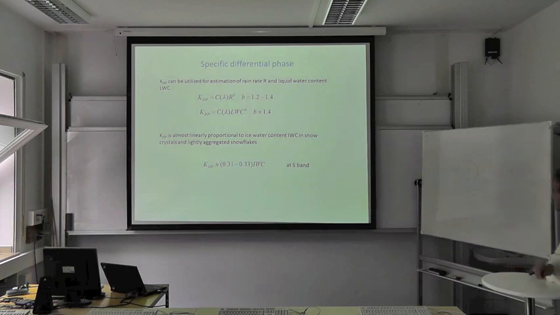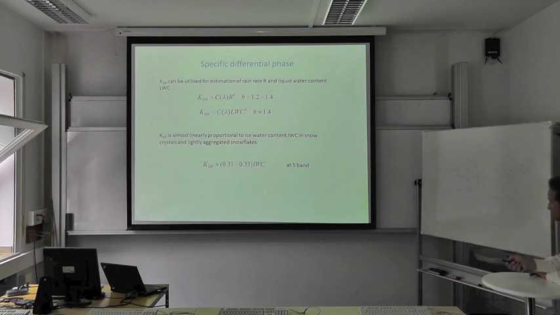KDP can be utilized for estimation of rain rate and liquid water content because there are some relations. They're not linear relations, but not far from linear relations. That makes them attractive for estimation of liquid water content of rain, and rain rate, because those dependencies are much more skewed for reflectivity, for example.